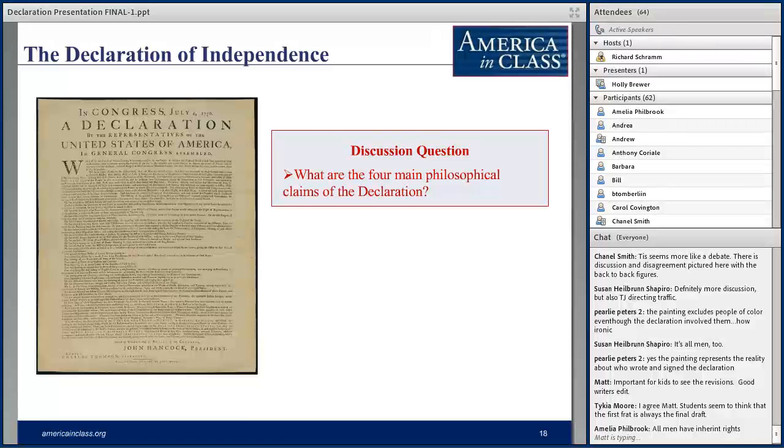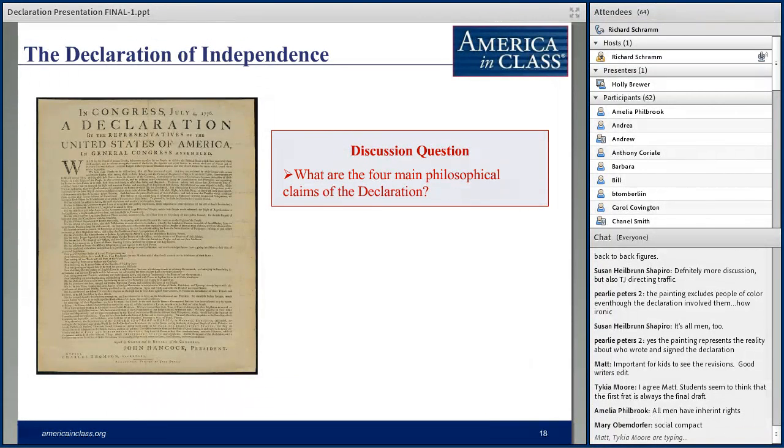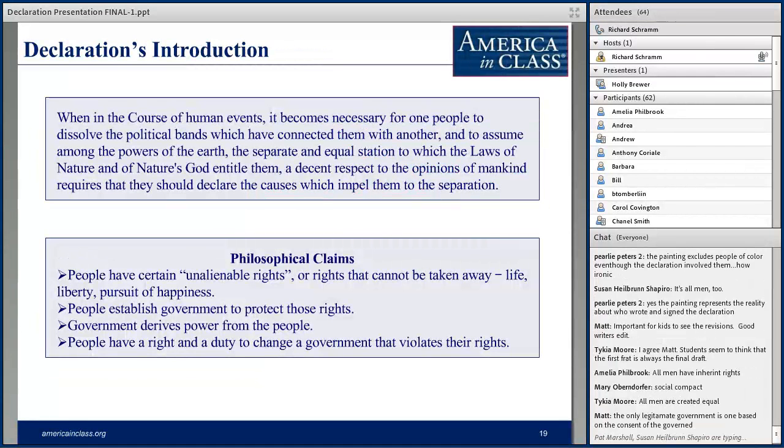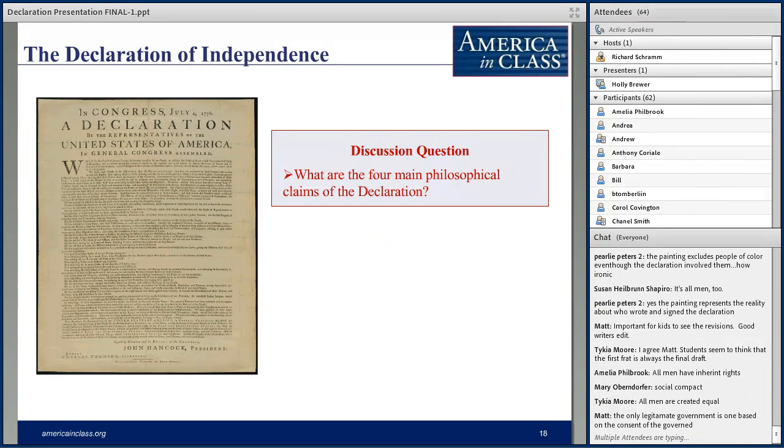See, Matt is typing, coming in here. While we're waiting, people are commenting about how it's worthwhile to point out that documents are not drafted once. Good writing is rewriting. Mary notes that one of the other philosophical principles is that of a social compact. Another participant writes, all men are created equal. The only legitimate government is one based on the consent of the governed. Anything else? We've got multiple people typing in.